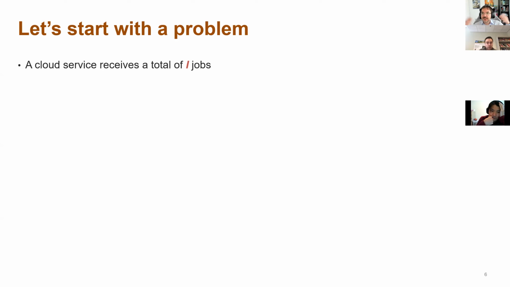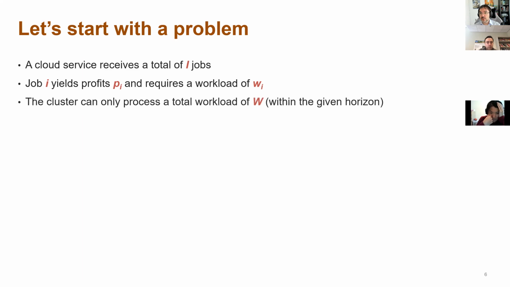Suppose that you have a cloud service, let's say Amazon Web Services, that receives a total of I jobs that they need to process. Okay, so every job has a particular profit. If it runs, the person is going to pay some particular monetary amount, so there is some utility for running that service. And every service also requires some type of workload. So how many CPU hours is it going to require from your cloud server? Okay, so the cluster can only process, within that time horizon, a total workload of capital W. Okay, great. So the objective is how they are going to select jobs to maximize the total revenue.